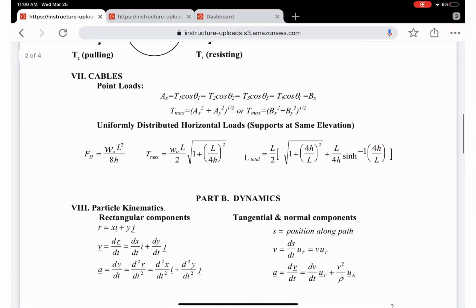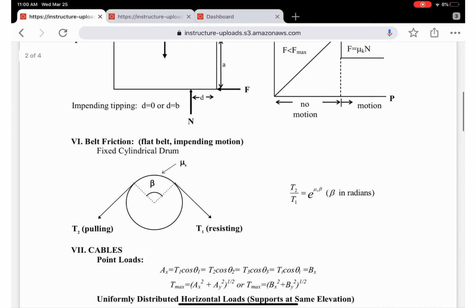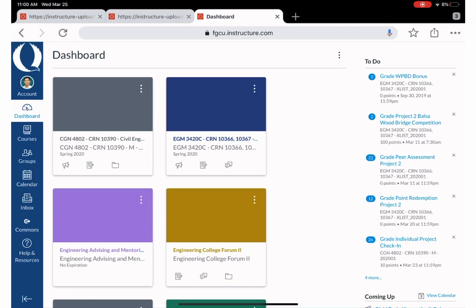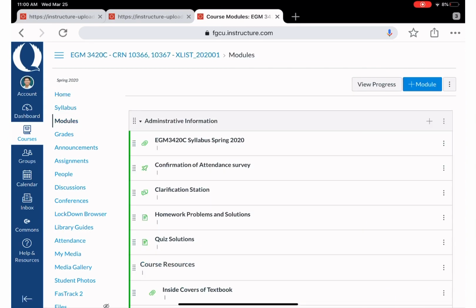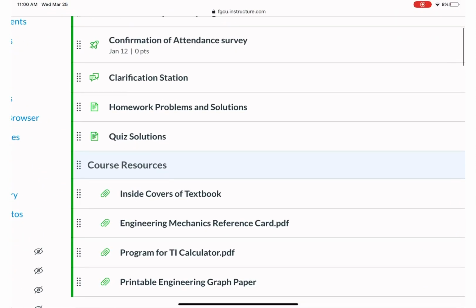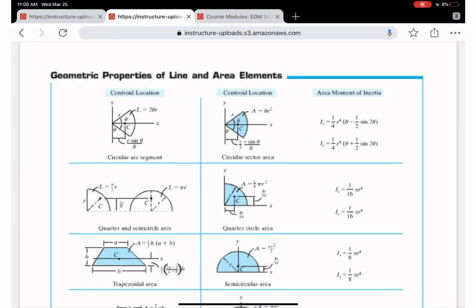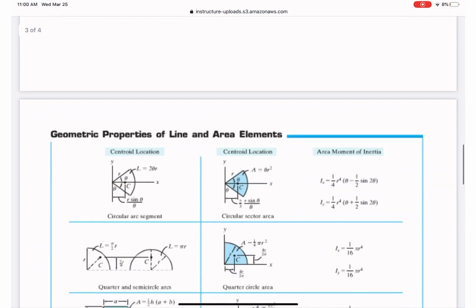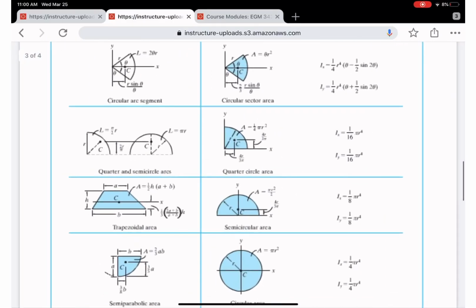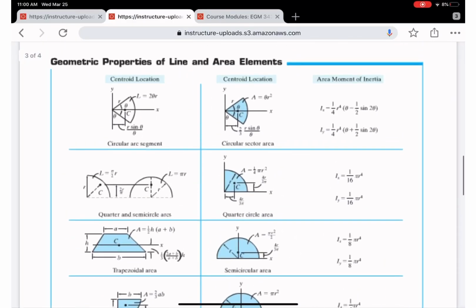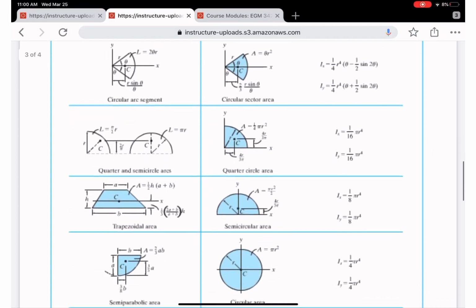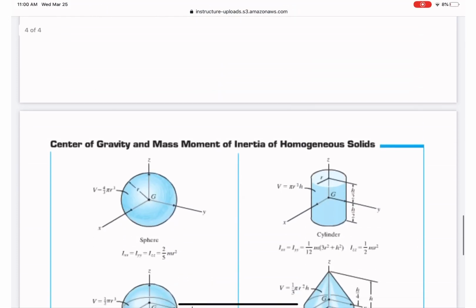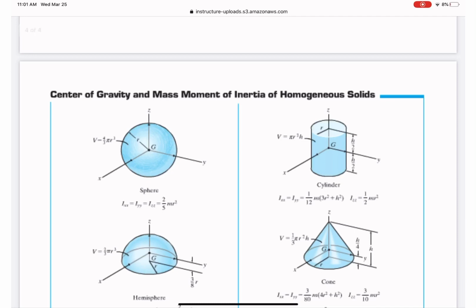Now, what if we want to find it for a standard shape? In the area moment of inertia, we also want to find the centroid of the standard shape. If you recall, go to the back of the cover of your module. You have the inside cover of the textbook. With that, I load it in here, and we have everything, units, etc. Page number 3 is what we studied for the centroid. And then go to the last page, center of gravity and mass moment of inertia.